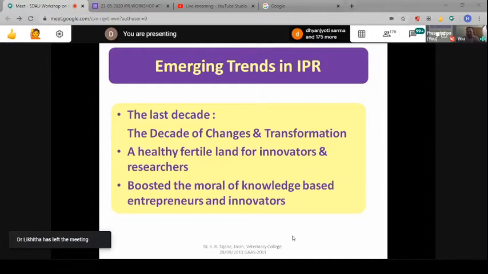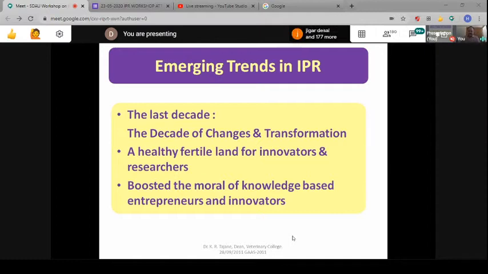Now this is an important thing. What is the emerging trend in intellectual property? That is very important to understand, especially in the last decade. There is a lot of change. There is a 360 degree change in the trends of intellectual property rights in India, and these changes have brought transformations. That's why the last decade is considered the decade of change and transformation.